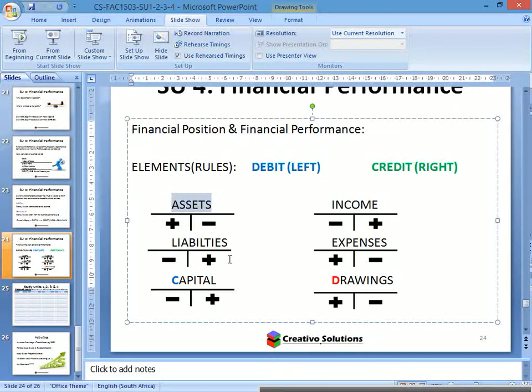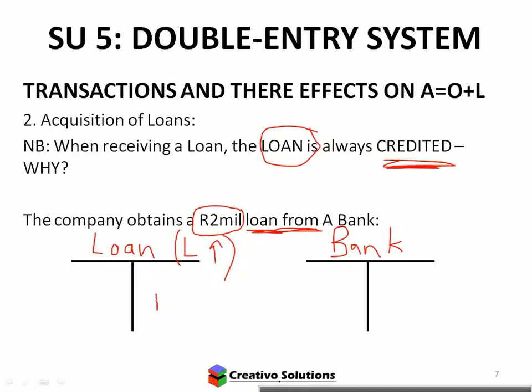This is what you study, and then you see, ooh, liability. Increase, plus on the credit, now I know what to do. 2 million on the credit side. And it's as simple as that.